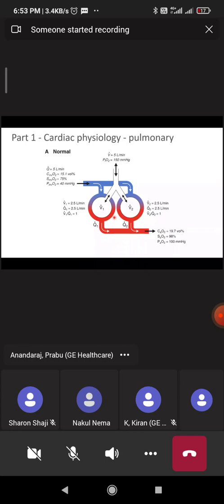Okay. A question related to this: why doesn't the neonatal mode have the tube compensation feature? Tube compensation is mainly to overcome the resistance we encounter in the endotracheal tube. So it's not present in the neonatal mode.